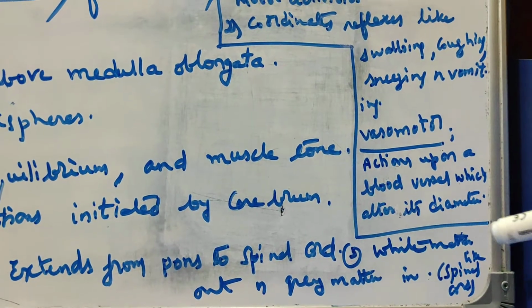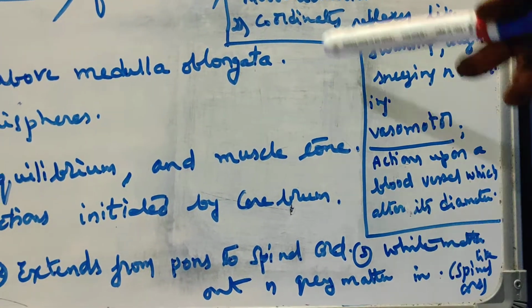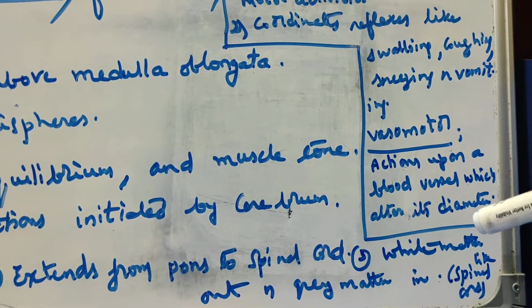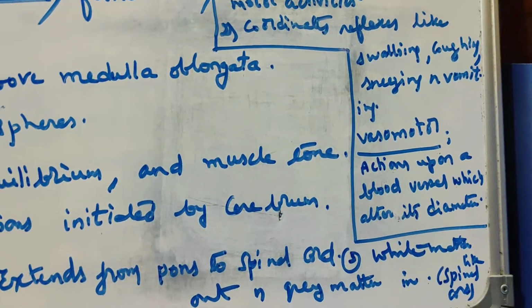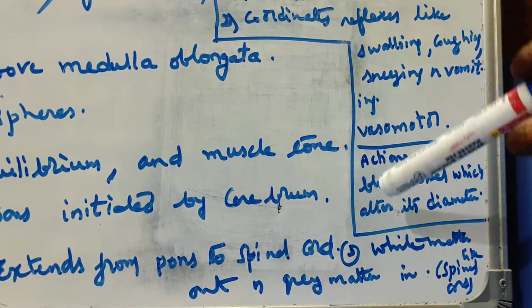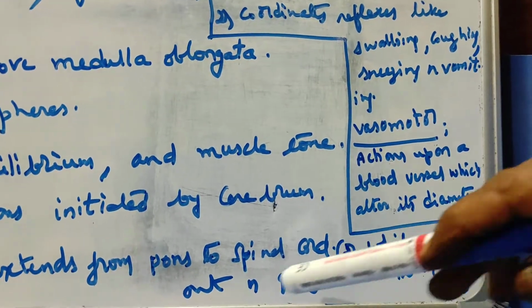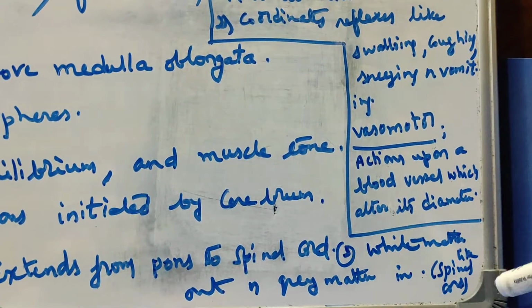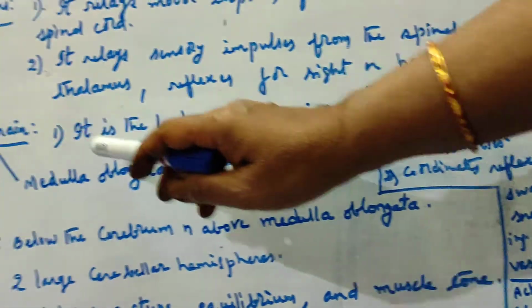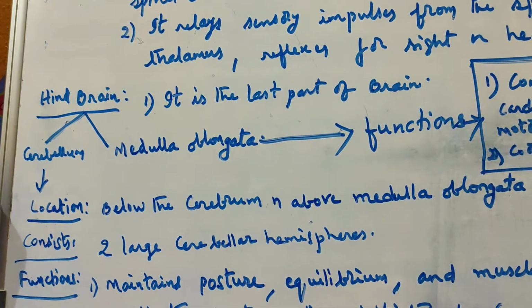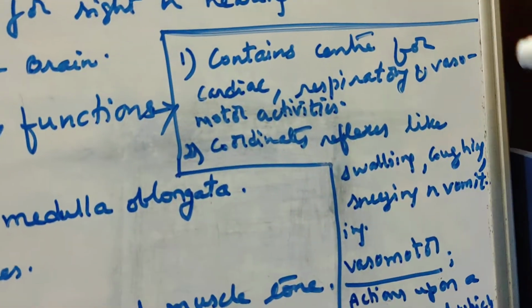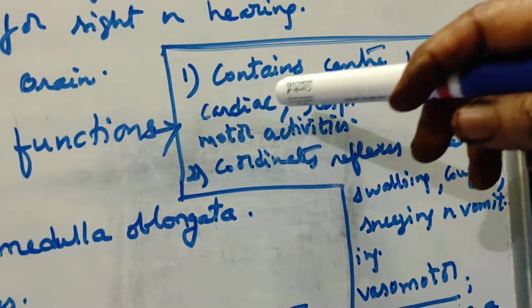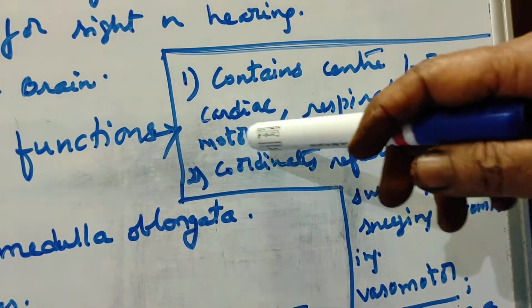That is the reason. Here the axons of the nerve cells will come out through a small area. Because of that, white matter will be inside in the brain, but here the white matter will be outside and gray matter will be inside. Now medulla oblongata, this is the extension, and here the functions of the medulla oblongata, here I have written. Let us see. It contains the center for cardiac, respiratory and vasomotor activities.